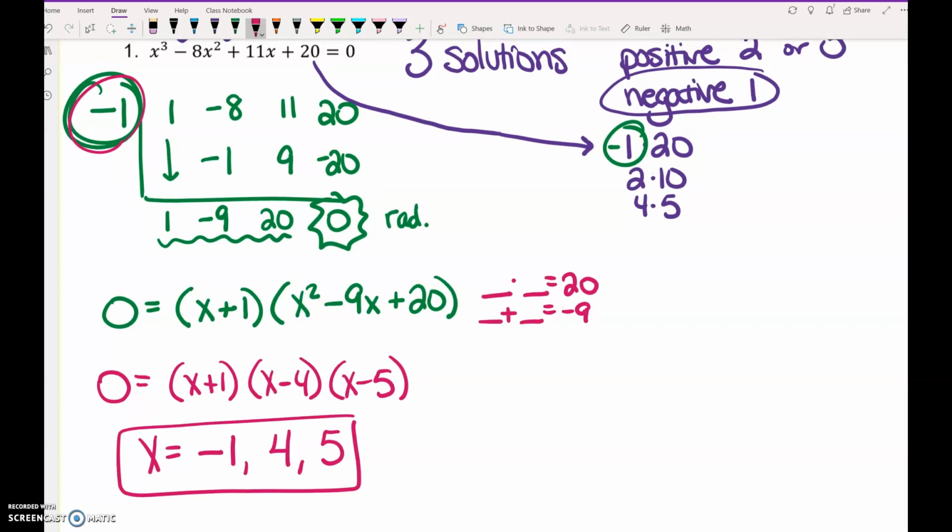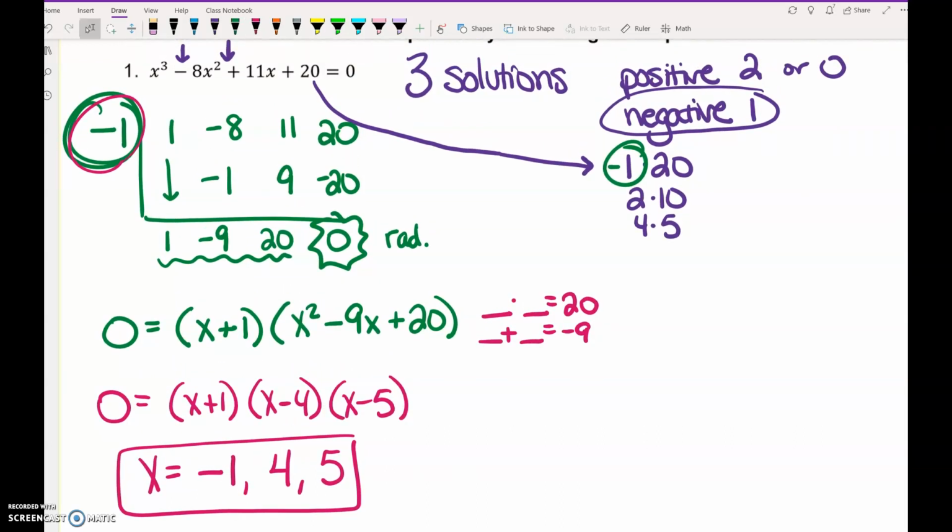Okay, I feel like there's 3 main pieces to this. The first piece is over here in purple. Figure out how many solutions, how many positive, how many negative, what are the possible solutions. Part 2 is the testing process where you test those solutions and find your first solution. And then part 3 is factoring and solving to get all of your final solutions. Okay, I want you to try number 2. Get it started on your own. See if you can do this on your own.